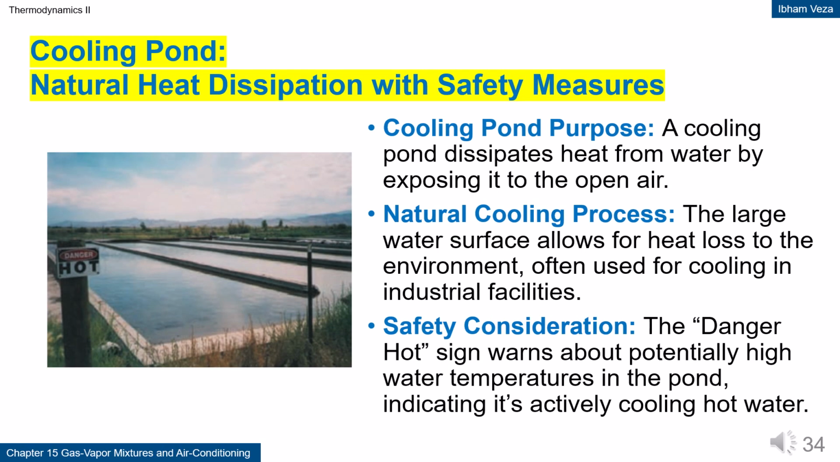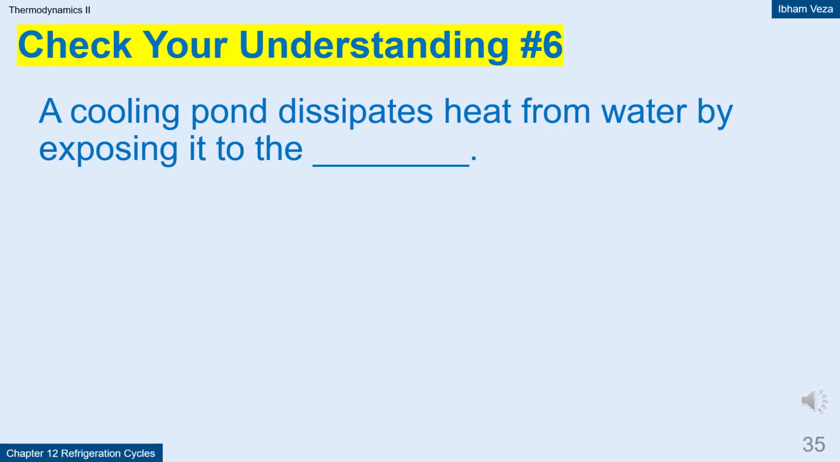Cooling pond. A cooling pond works by allowing hot water to spread over a large surface and release heat to the air. The cooling process occurs naturally through convection and evaporation. This system is simple but requires a large area. Warning signs indicate that the incoming water is still at a high temperature. A cooling pond dissipates heat from water by exposing it to the open air.